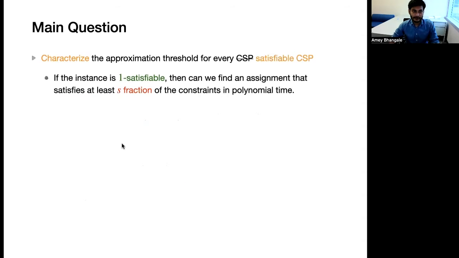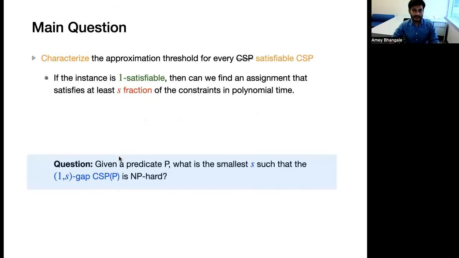And this leads to the main question that we study in this paper. Can we find a characterization for satisfiable CSPs? That is, if the instance is fully satisfiable, can we find an assignment that satisfies at least S fraction of the constraints in polynomial time? And more formally, given a predicate P, what is the smallest S such that one S-gap CSP problem for that predicate P is NP hard?